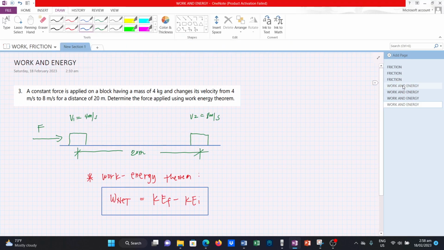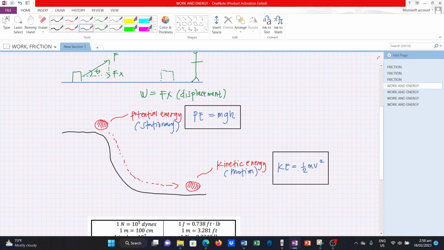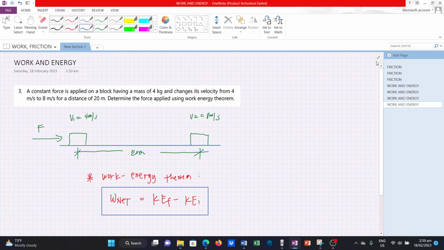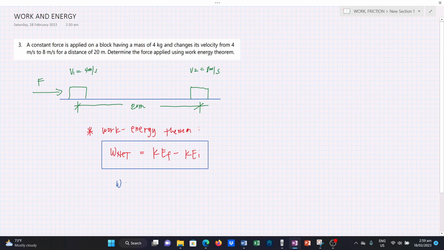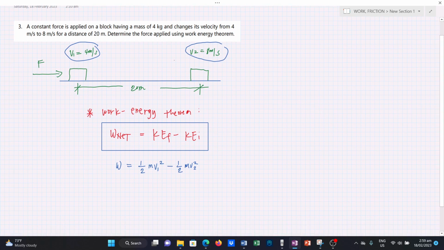And, alam natin class, na yung kinetic energy is 1/2 mv squared. So, let's try to substitute yung formula na yan. Therefore, ang W net natin is equal to 1/2 mv squared minus 1/2 mv squared. Pero syempre, dito sa object natin, ang initial velocity natin is yung 4 meters per second, which is v sub 1, and yung final velocity natin, which is v sub 2. Kaya class, ang formula ng work natin dito is W is equal to 1/2 mv sub 1 squared minus 1/2 mv sub 2 squared.